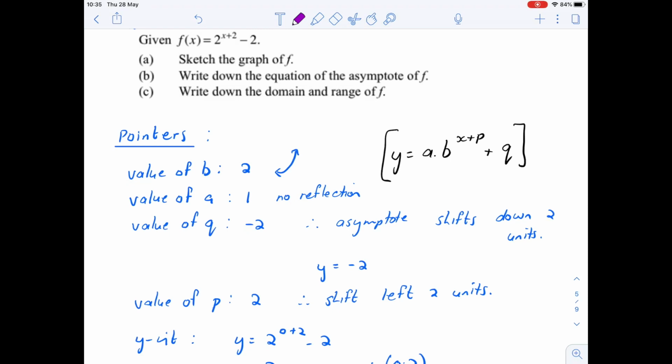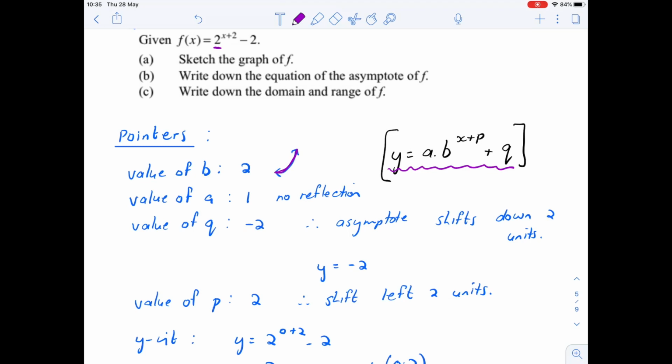So keep it in mind now that we have the standard equation like this. We're going to first look at b. So b in this case is 2, which means my graph is going to be an increasing graph. The second thing we're going to look at is the value of a, and it's 1. So there's no reflection around the x-axis moving down.